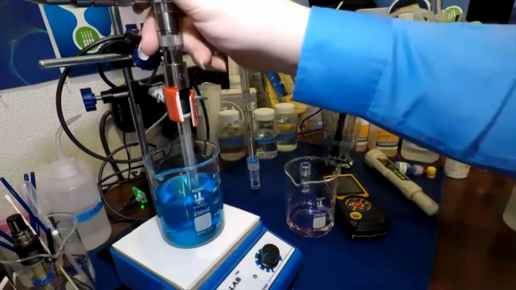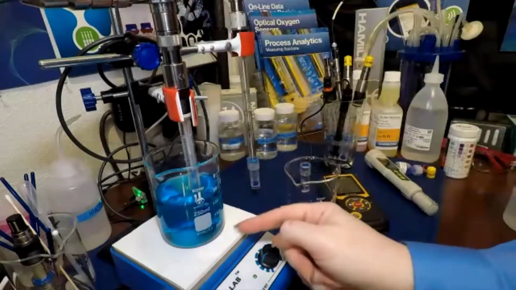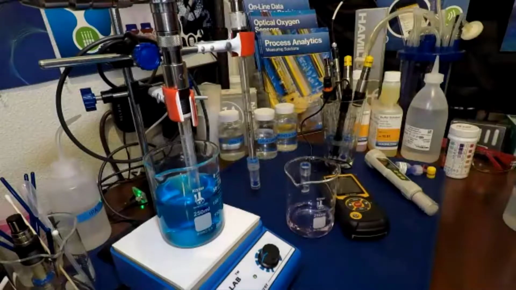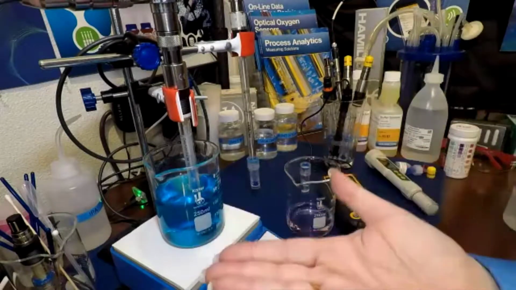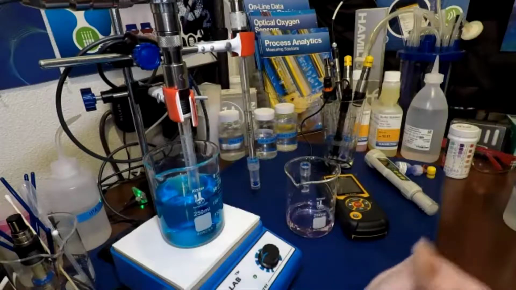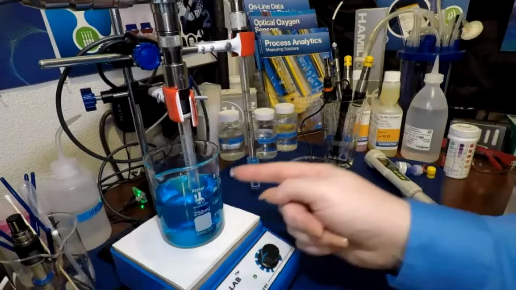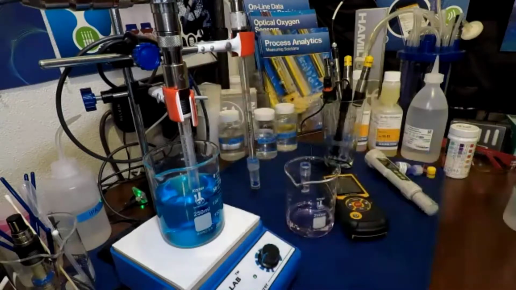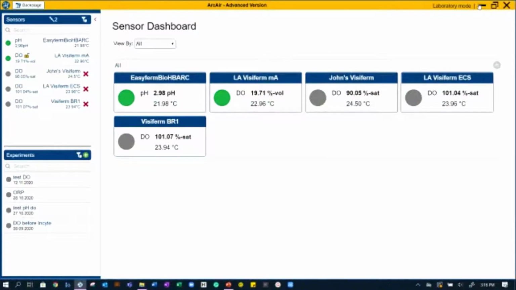Okay. Make sure your sensor is in the middle of the solution. It's surrounded. It is not resting on the bottom or anything like that. You want it surrounded by liquid. When the system has had time so that the liquid and your probe and sensor are at the same temperature and they've had time to equilibrate, you can look in your software.